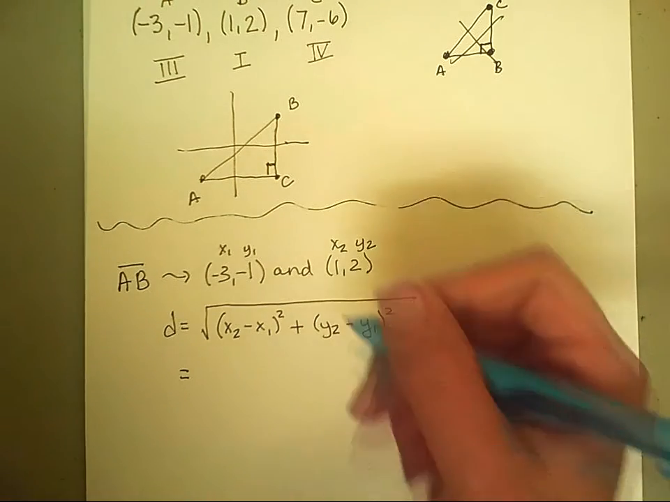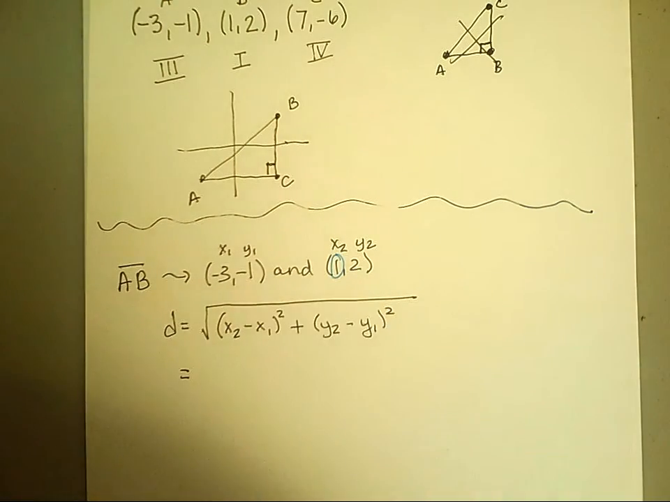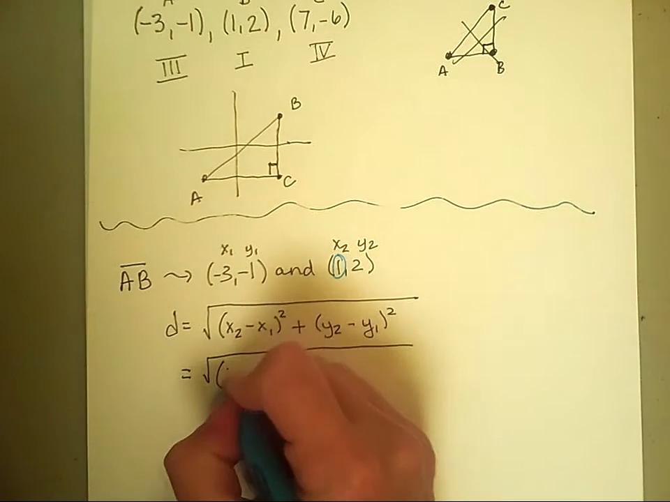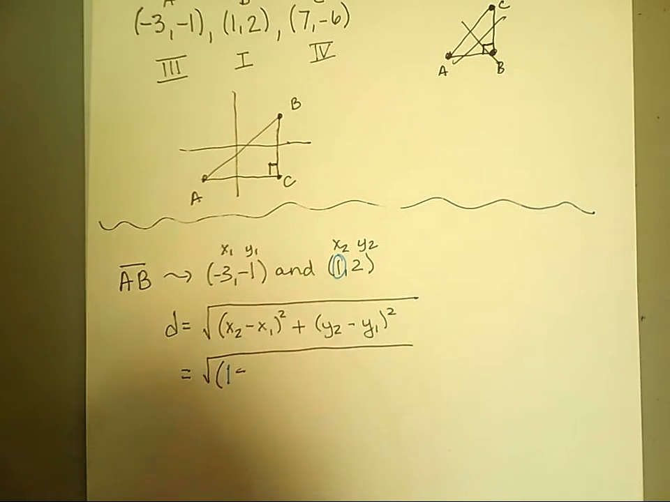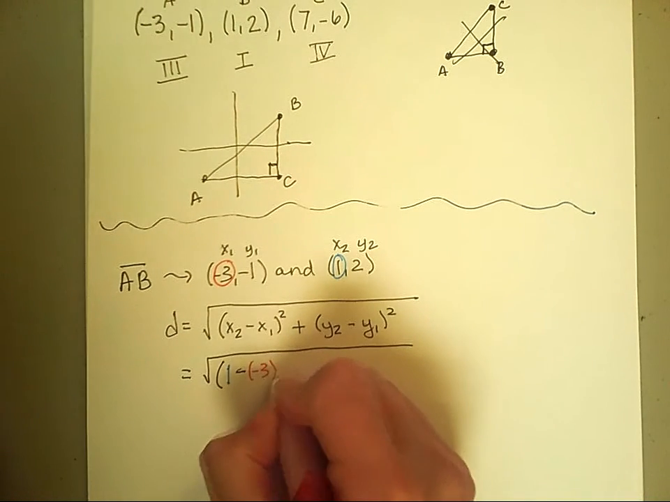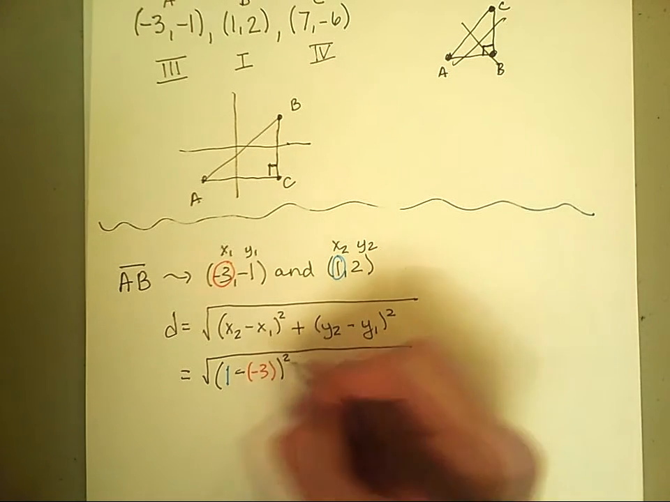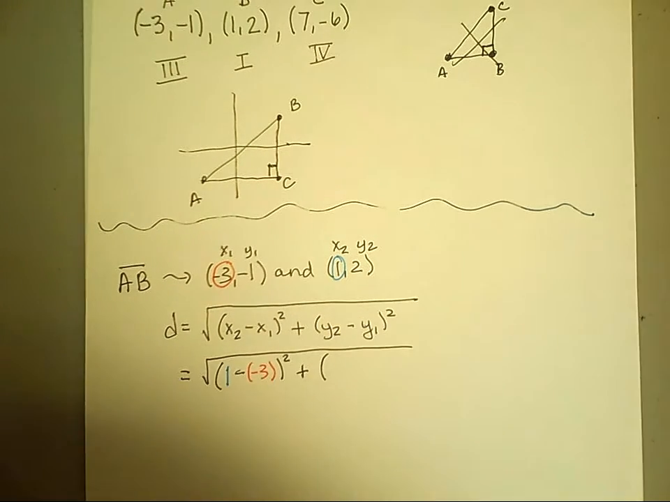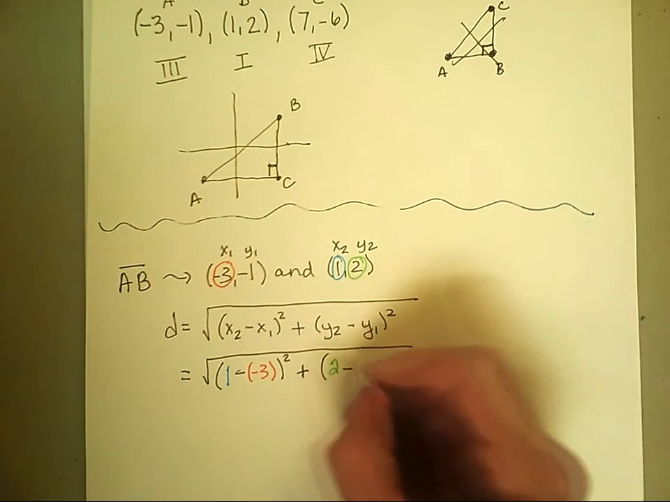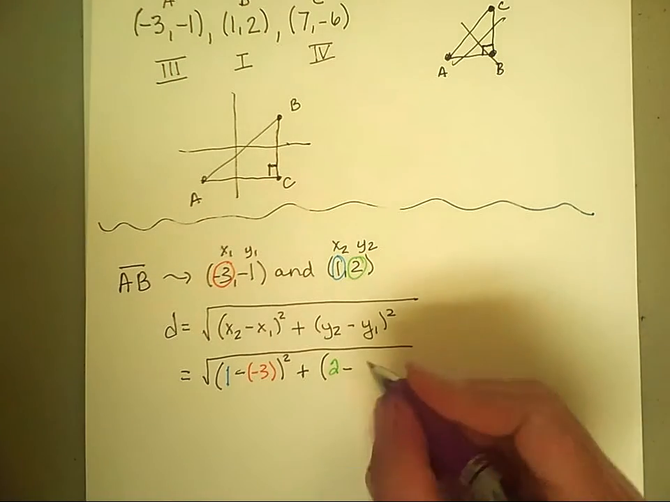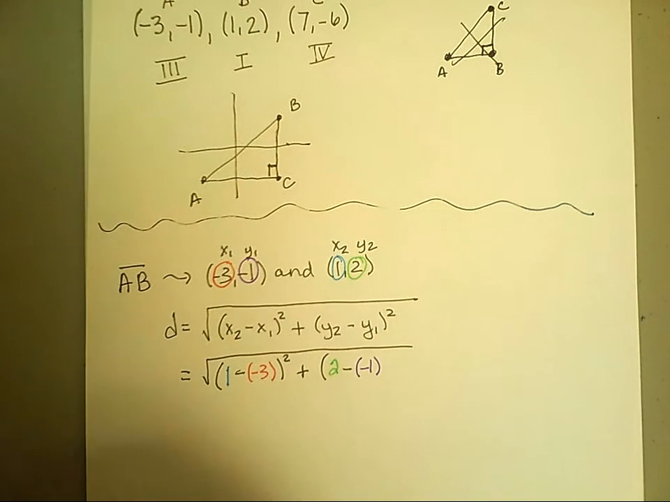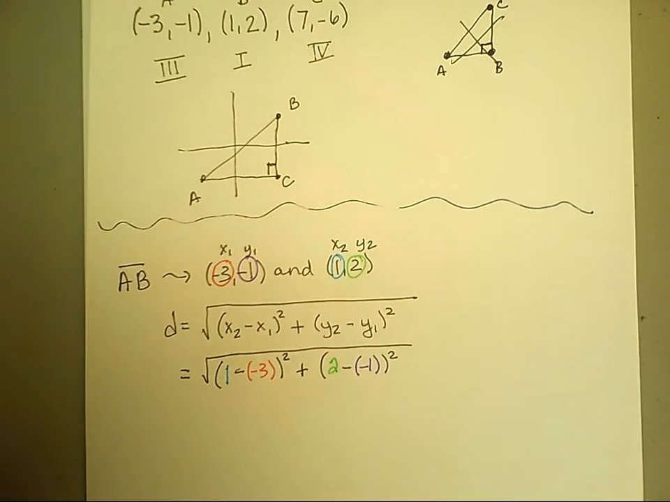In this case, x2 is 1, so this is the square root of 1, then we subtract x1 from the formula, and x1 is -3. Then we close the parentheses and square that, and add to it y2, which is 2, minus y1, which is -1. Then we can close the parentheses and square that.